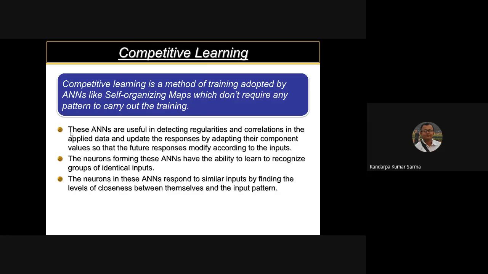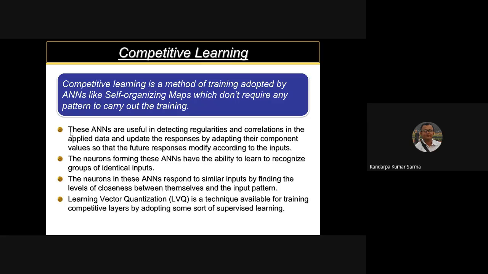Now, SOMs are known as competitive learning networks. One of the more popular competitive learning networks is the learning vector quantization network, where the first part is based on competitive learning or unsupervised learning, while the last part is based on supervised learning.